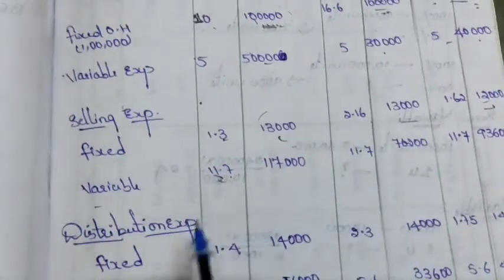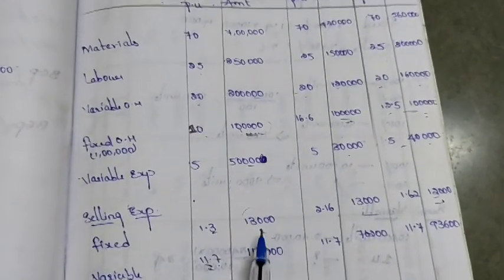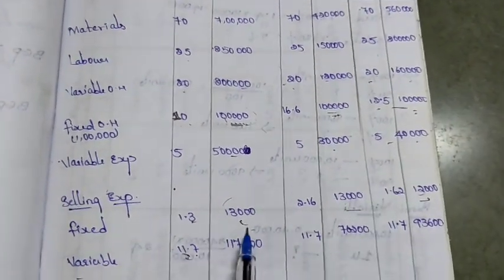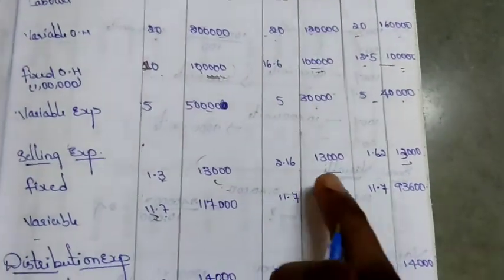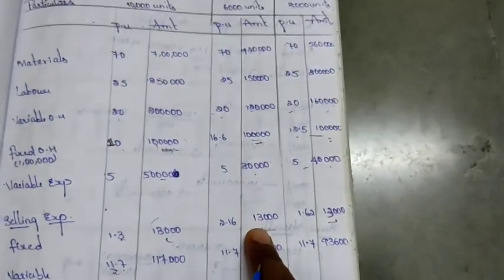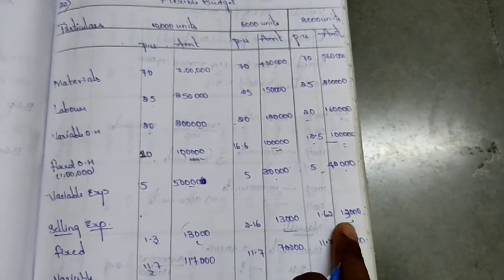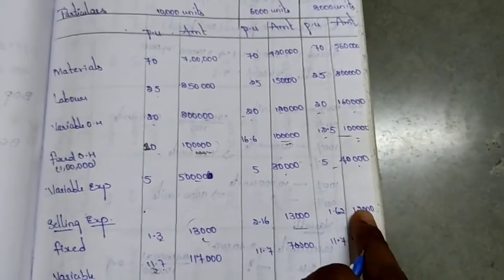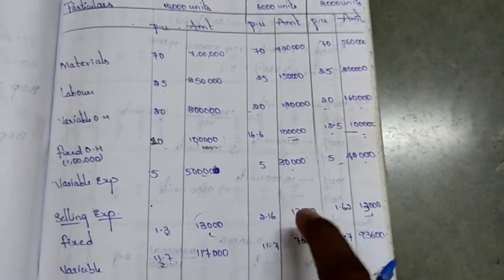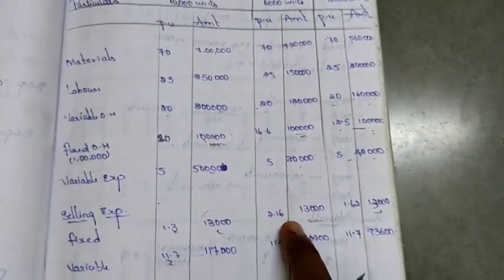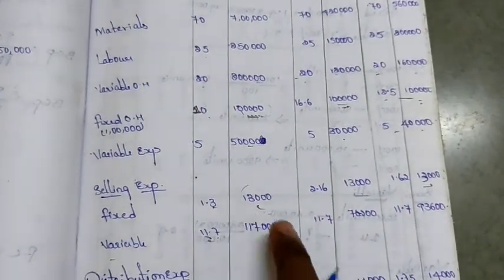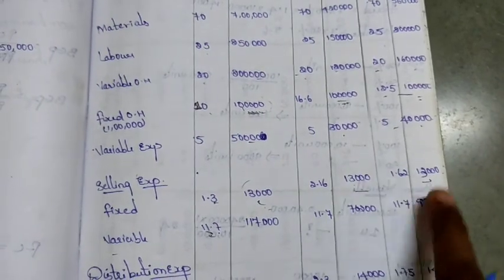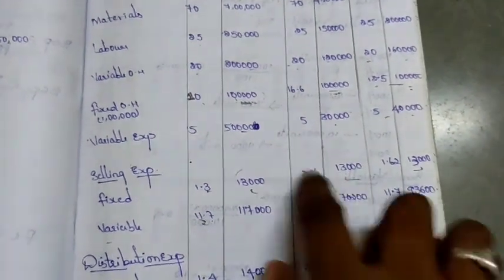Okay. So now you see here, selling expenses. Fixed, first for 10,000 units, 1.3, 13,000. 1.3 into 10,000 is how much? 13,000. Amount will be same for all of these. For 6,000 units also it will be 13,000, and for 8,000 units also 13,000. Now what you have to do? 13,000 divided by 8,000, so 1.62. 13,000 divided by 6,000, 2.16. Next variable, per unit will be same: 11.7, 11.7, 11.7. 11.7 into 10,000, 11.7 into 6,000, 11.7 into 8,000. Okay, this is the selling expenses.